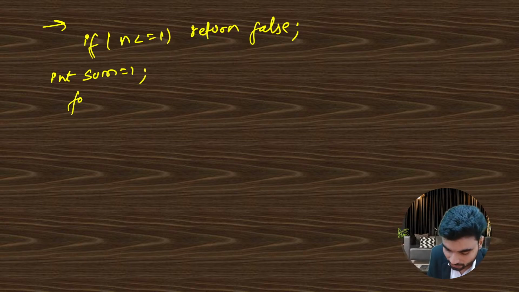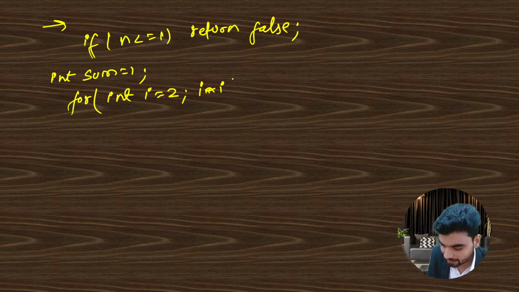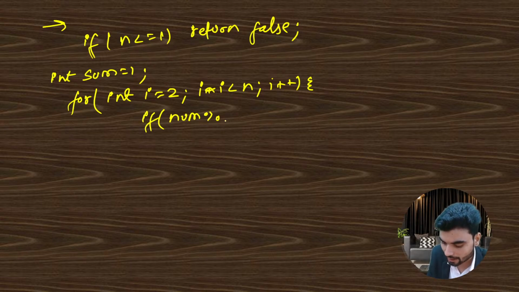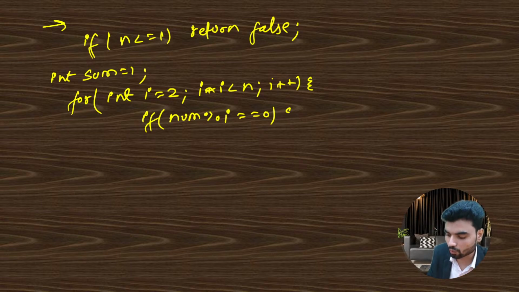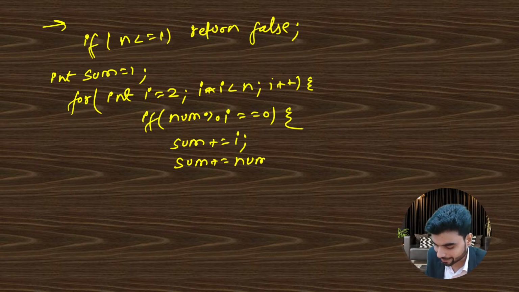And then what we were doing is writing a for loop with int i starting from 2. Just wait, you'll get why I'm writing this 1. Now I'm checking i multiplied by i is less than n, and i plus plus. Here, if the number is divisible by i, only in that case do one thing. Do what? sum plus equals i and sum plus equals num divided by i.